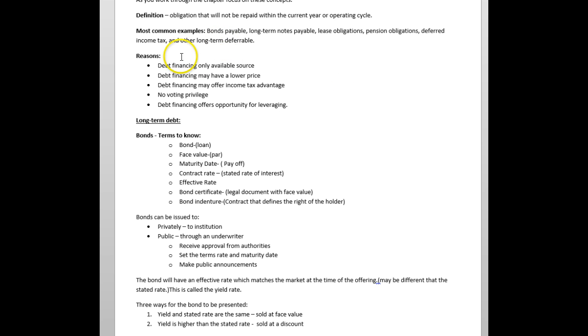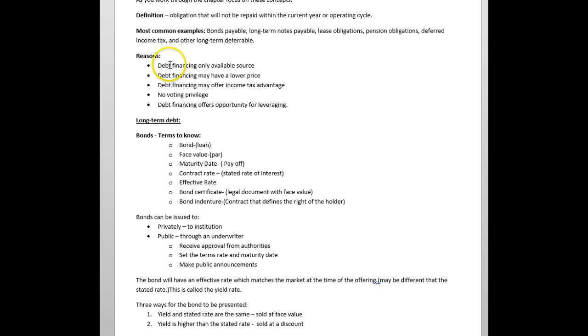The last three, leases, pensions, and deferred income, we will look at in future chapters. So right now we're basically going to look at the long-term notes payable and the bonds payable. So why would somebody finance when you could just sell stocks? Well, a variety of reasons.